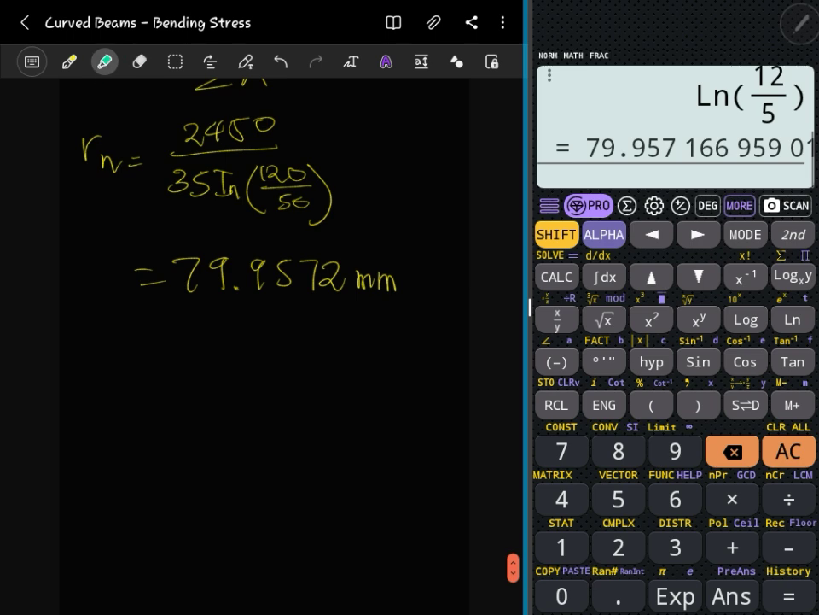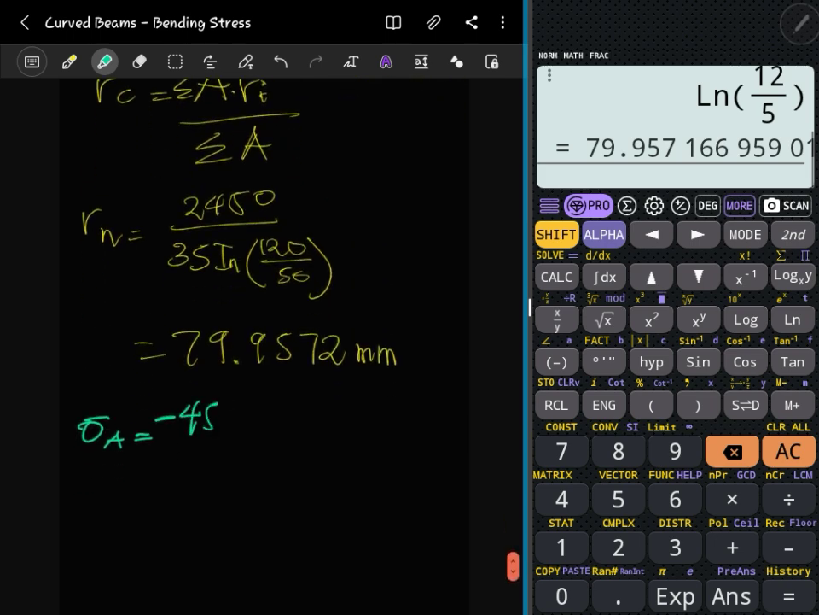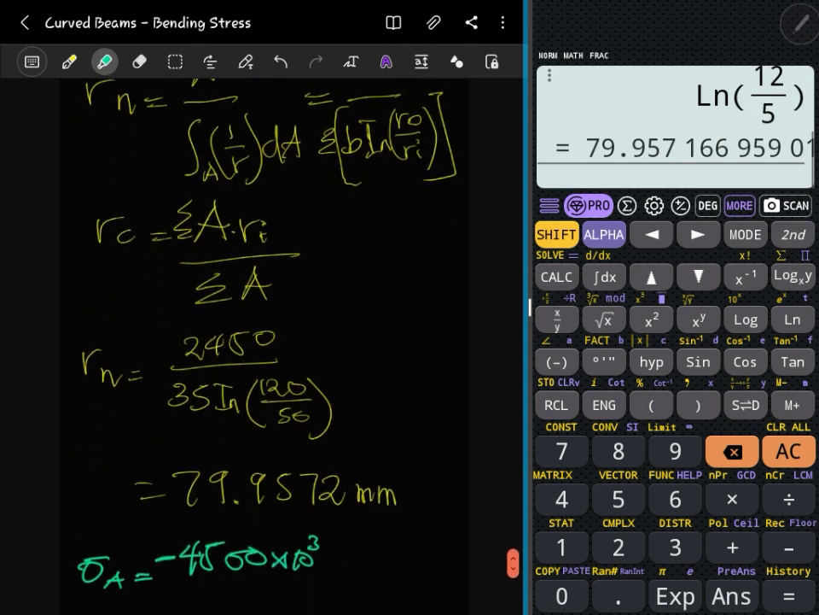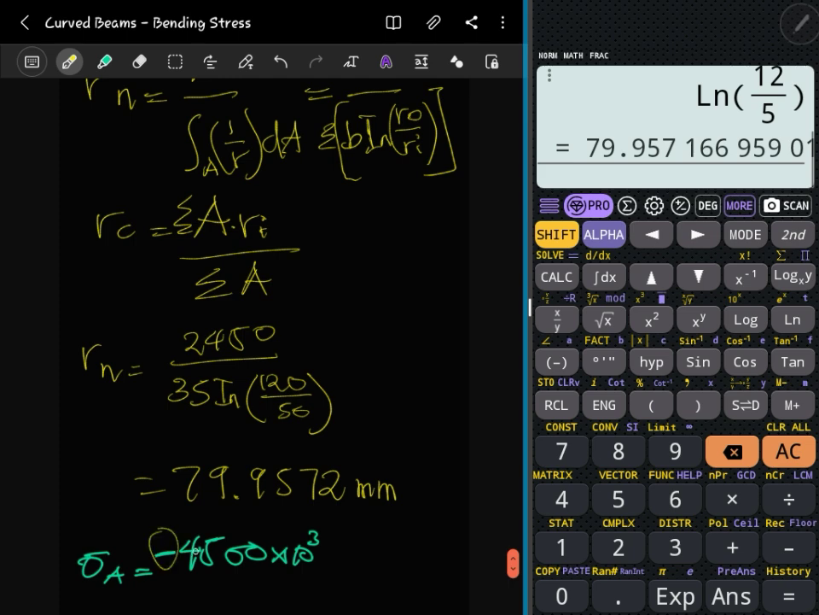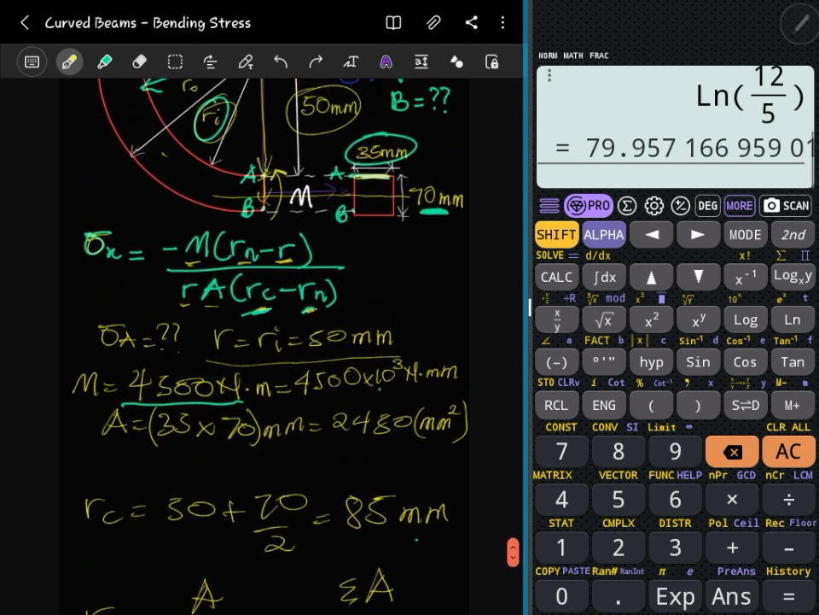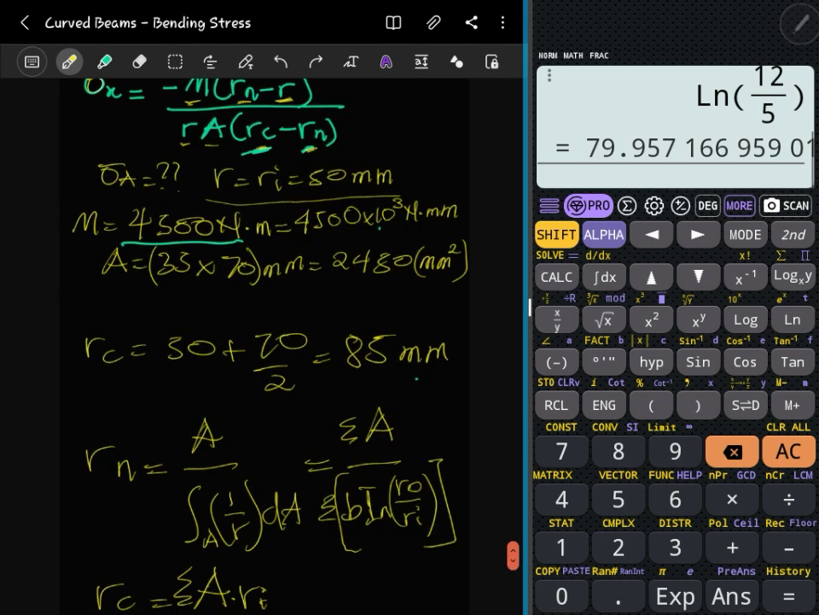So now that we have everything, we can find the stress at A. Bending stress at A is minus, and then what do we have? 4500 times 10 to the power 3. Yes, this minus here is very important. We are assuming that everything we are doing here, the beam is in tension. So if we see any negative sign, the stresses mean compression, the opposite of tension. So this is what we have.